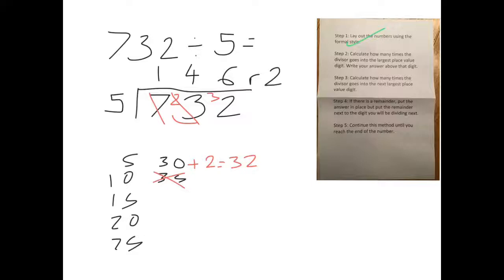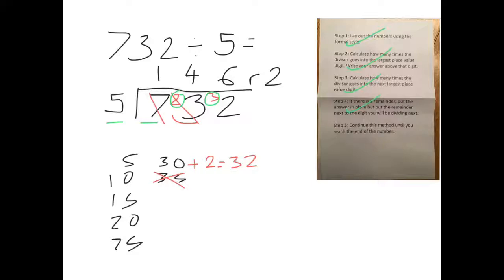Good. Step 2, calculate how many times the divisor goes into the largest place value digit, which again we've done, and we've written the answer above it. Step 3, calculate how many times the divisor goes into the next largest place value digit, which we have done. Step 4, if there is a remainder, which there has been here, put the answer in place, which we did, and put the remainder next to the digit you'll be dividing by next, which again we have.